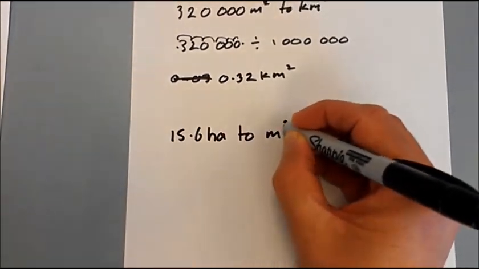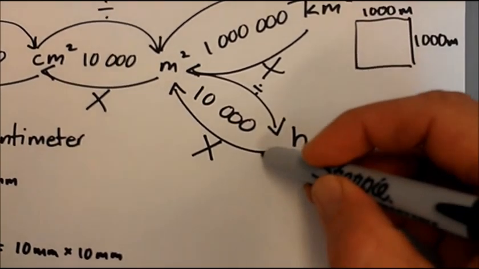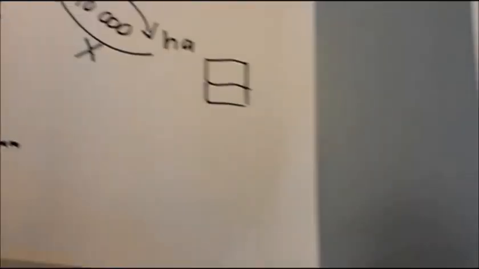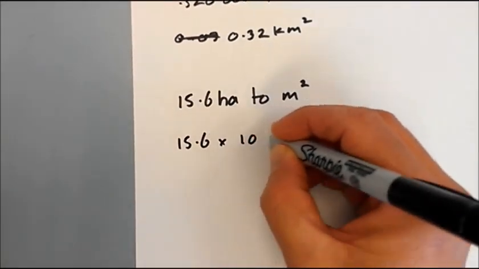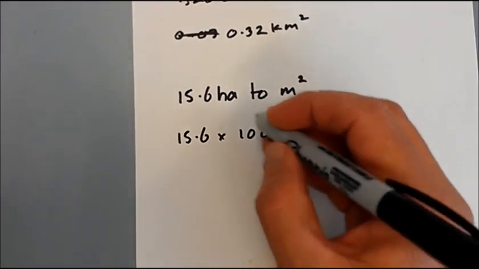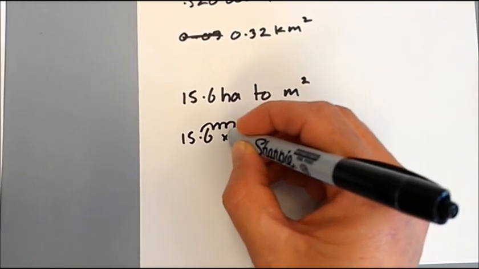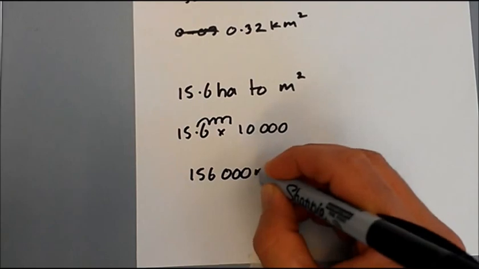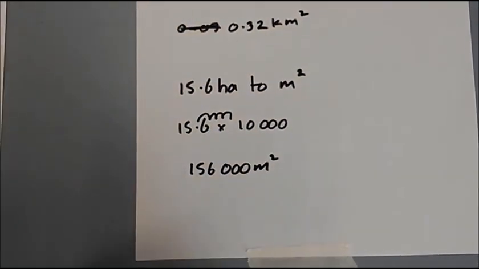If I'm working in hectares, so if I go something like 15.6 hectares, and I want to change that to square metres, back over here, hectares, follow the arrow back to square metres, takes me past the times 10,000. So that's 15.6 times 10,000. 4 zeros, 4 decimal place movements to the right. 1, 2, 3, 4. Each of these has a 0 underneath it. 156,000 square metres.